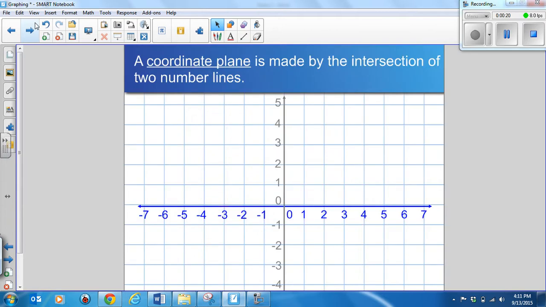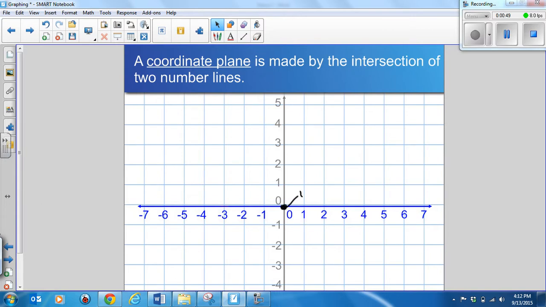The coordinate plane is made by the intersection of two number lines. Notice the blue number line runs horizontal, or left and right. 0 is in the middle, with your positive numbers on the right and your negative numbers on the left. The gray number line runs vertical, or up and down. It has 0 in the middle, and your positive numbers are on top and your negative numbers are on the bottom. The middle of the coordinate plane is called the origin.